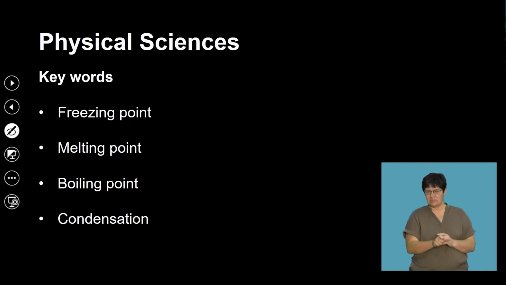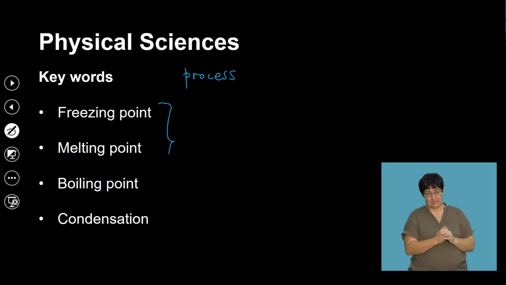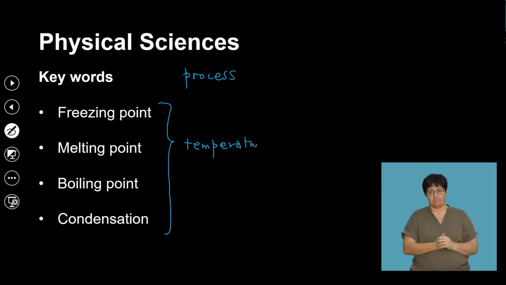We talk about the freezing point, which has to do with the temperature at which a certain phase change occurs. But let's be careful not to confuse it with the process, okay? So freezing becomes the process, and the temperature at which that process occurs, or that phase change occurs, is obviously the freezing point. So these are the different temperatures at which phase changes occur.